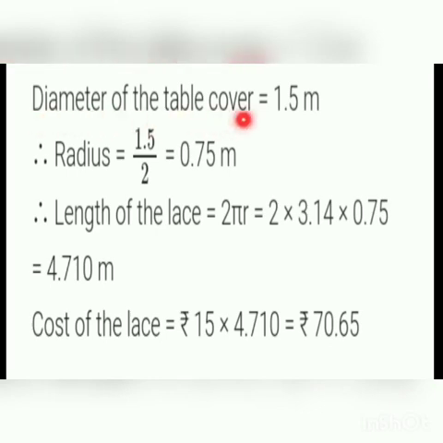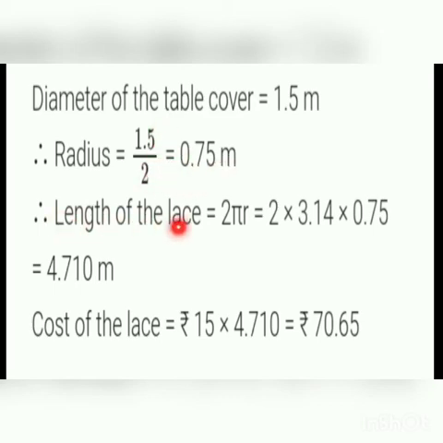Diameter of the table cover is given as 1.5 meter. Here we first have to find the radius. So dividing by 2. Here we divide because it is not in terms of 7. So we will anyway get a decimal number and we cannot cancel either. So 1.5 by 2 is 0.75 meter.